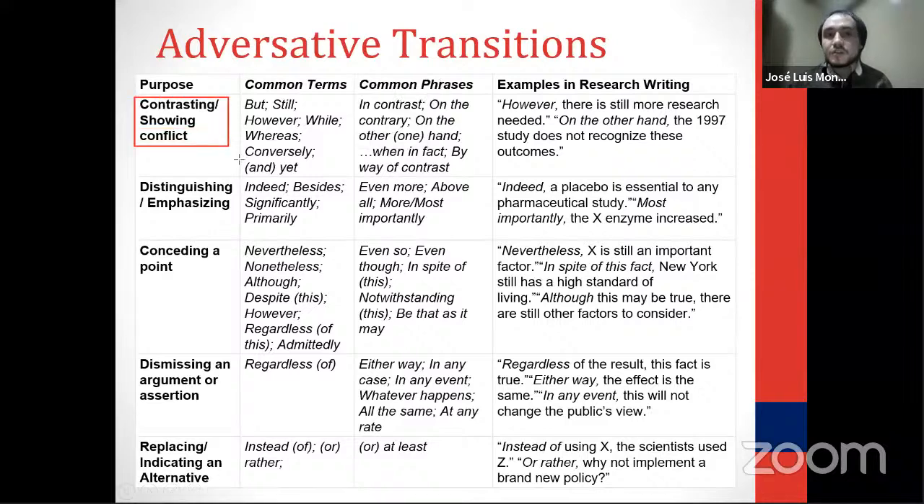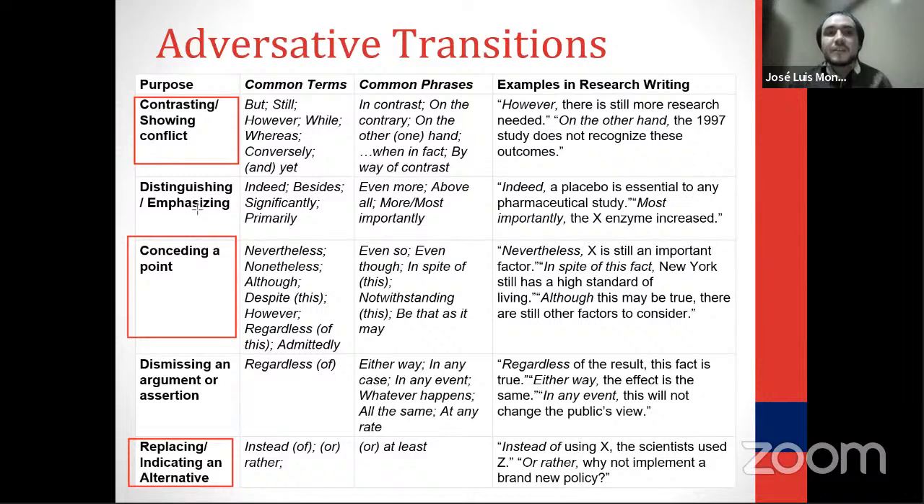And here, the important ones that we're going to cover are the following. Of course, contrasting. That is very, very important. Conceding a point, it's very similar to contrasting, and replacing and indicating an alternative. Distinguishing, emphasizing, and dismissing an argument are also very important, but they are not going to be that much used as these other three ideas: contrasting, conceding, and replacing. Those are the three groups that we're going to be covering today.